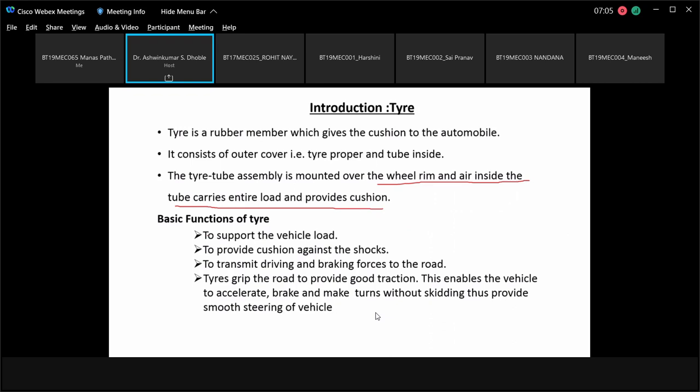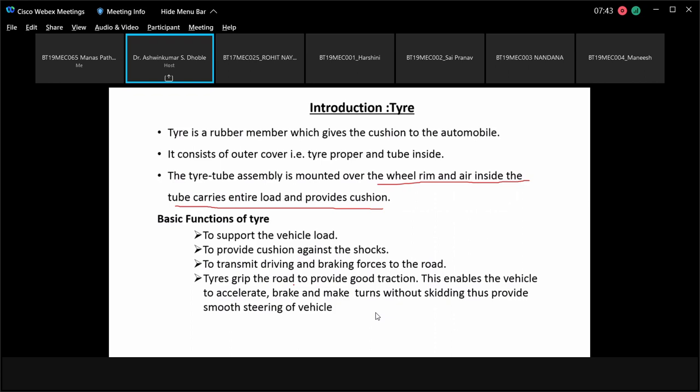So the basic function is to support the vehicle load, to provide a cushion against shock, and to transmit driving and braking forces to the road. Tires grip the road to provide good traction. This enables the vehicle to accelerate, brake, and make turns without skidding, thus providing smooth steering of the vehicle. Please understand that though you design the steering system very perfectly, the steering system alone will not be sufficient to give us directional stability.